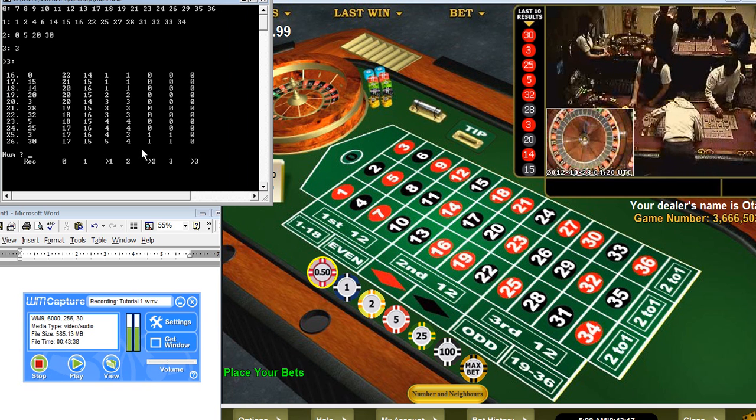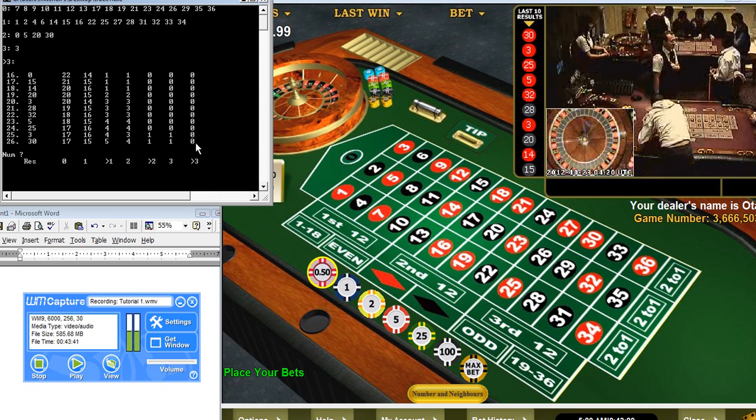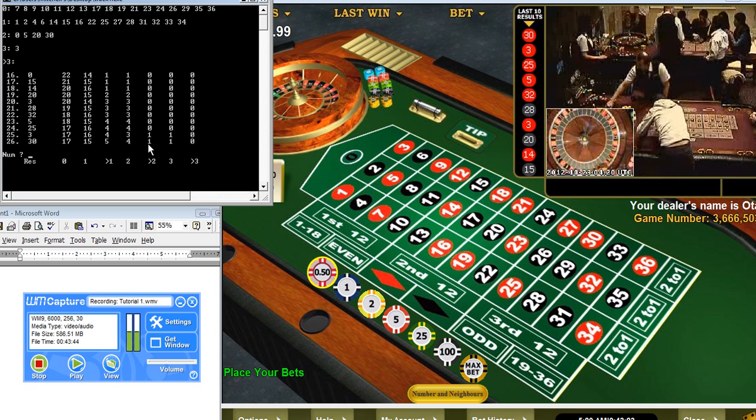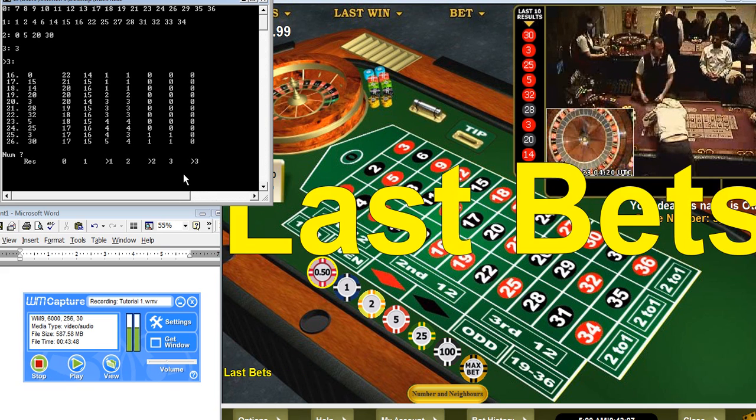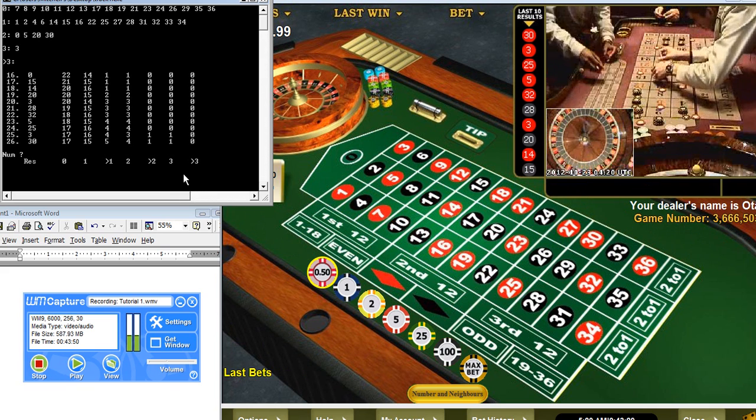I'm sorry, you'd have 2 versus greater than 2. Not 2 versus greater than 3. You'd have 2 versus greater than 2. 2 versus greater than 3 is not a crossing.